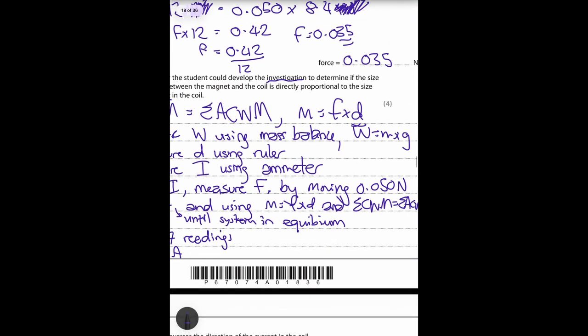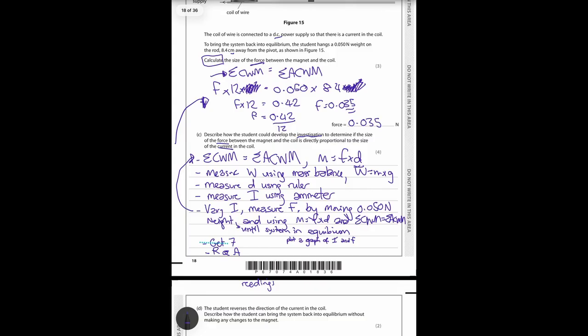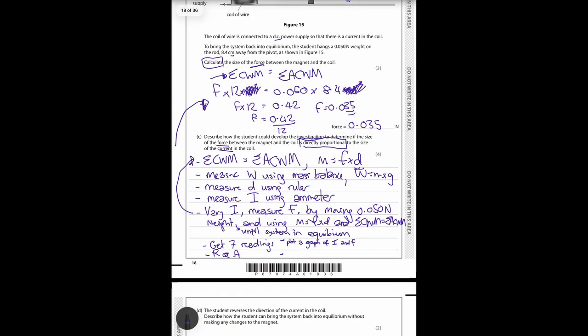Now, is there something else that it says here? It says, is it directly proportional? So I've got to show the examiner that I know what is meant by directly proportional. If they are directly proportional, what do I expect the graph to look like? Well, the graph should be a straight line through the origin. And that's something that we've said in proportionality questions as well.